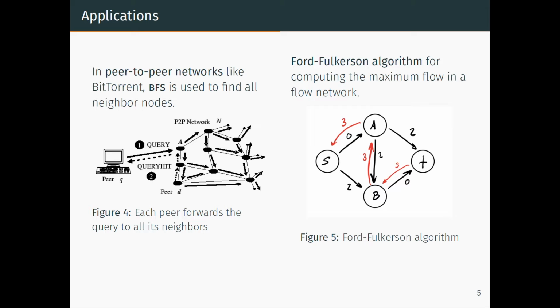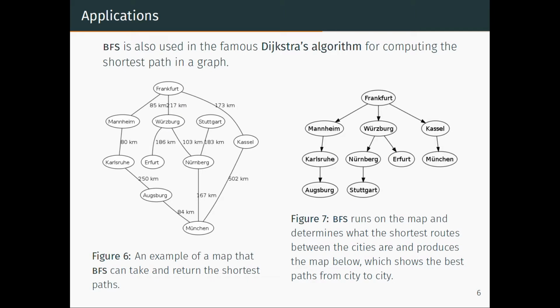Applications. In peer-to-peer networks like BitTorrent, BFS is used to find all neighbor nodes. The figure shows each peer forwarding the query to all its neighbors. It is also used in the Ford-Fulkerson algorithm for computing the maximum flow in a flow network. Next, BFS is also used in the famous Dijkstra algorithm for computing the shortest path in a graph.